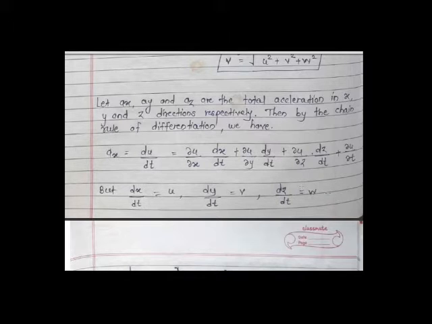Now put all these values in the above equation. We will get ax is equal to du by dt, which is equal to u dou u by dou x plus v dou u by dou y plus w dou u by dou z plus dou u by dou t, where instead of dx by dt we are writing u. This is the formula for ax.